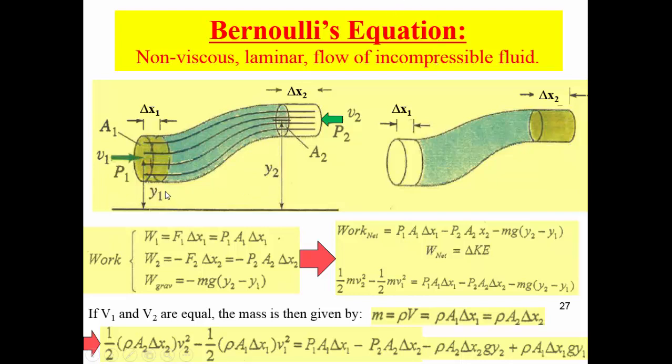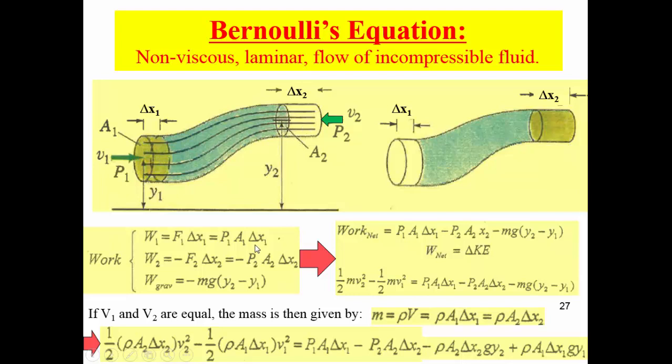Now the third work done on the fluid is a negative work by gravity, because here the fluid is going against the force of gravity. So the force of gravity is downward while the displacement is upward. Hence the work done by gravity will be the weight times the change in the vertical position, y2 minus y1. So those are the three work equations that are applied on this fluid element during its flow in this pipe.